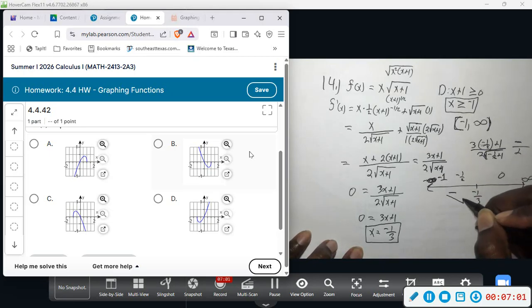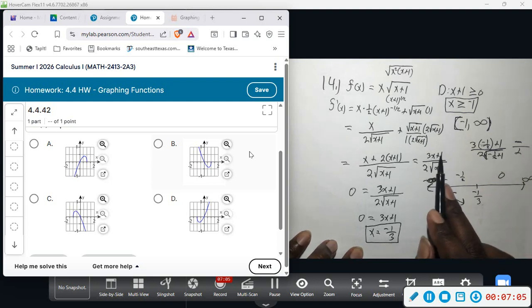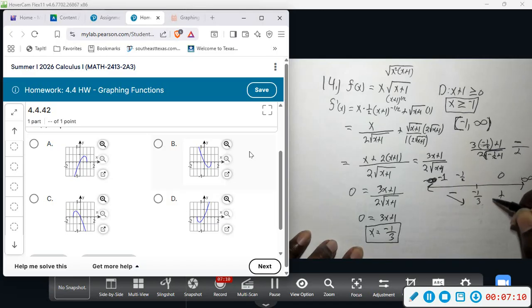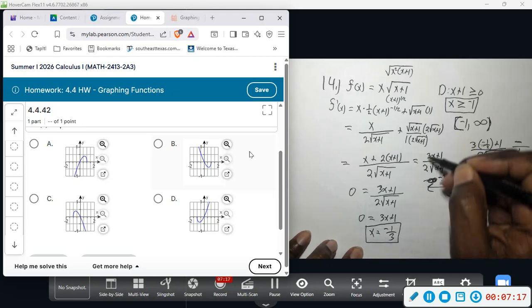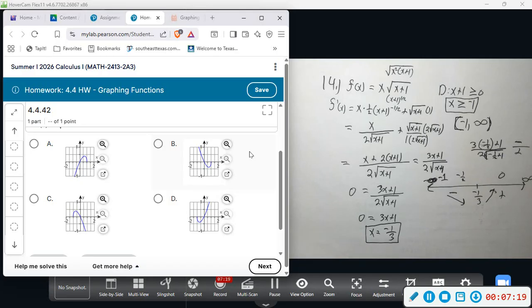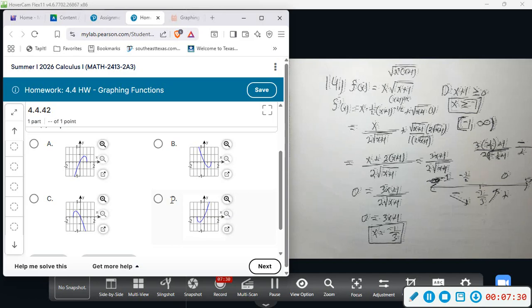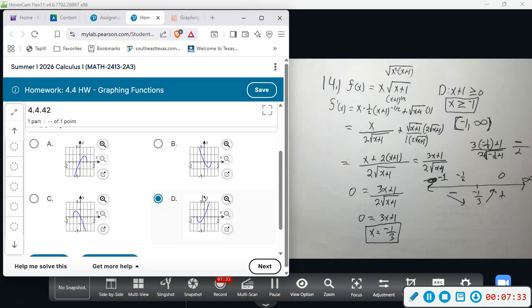It would be decreasing on this side. And then if I plugged in 0, 3 times 0 is 0, we get a 1. 0 here, this is all positive. So this would be positive, would be increasing. So that tells me that this -1/3 would be a minimum. It's decreasing to increasing. All right, and of the two graphs we still have left, C and D, D is the one that goes from decreasing to increasing. So we would have a minimum at -1/3.